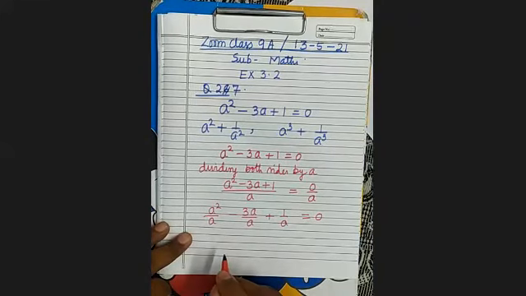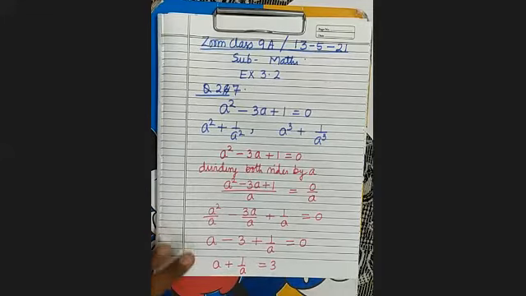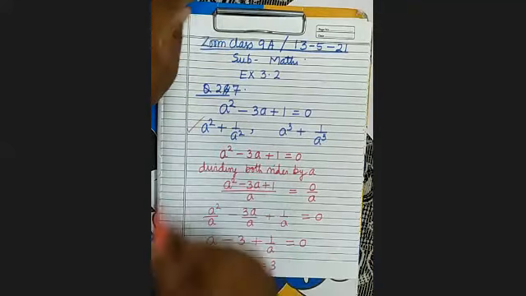What is a square upon a? Sir, a. A minus 3a upon a, 3, plus 1 upon a equals to 0. Means a plus 1 upon a equals to 3. What have you got? A plus 1 upon a is equal to 3. It is clear? A plus 1 upon a equals to 3. Now you have to find this value.